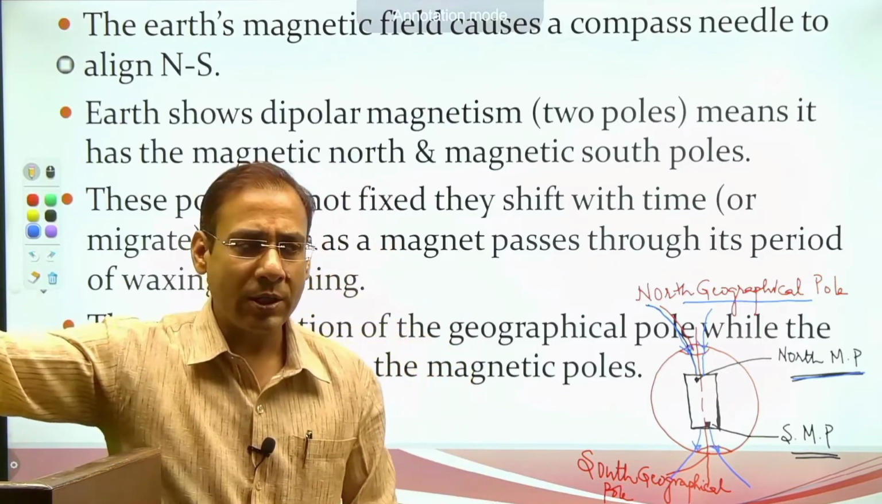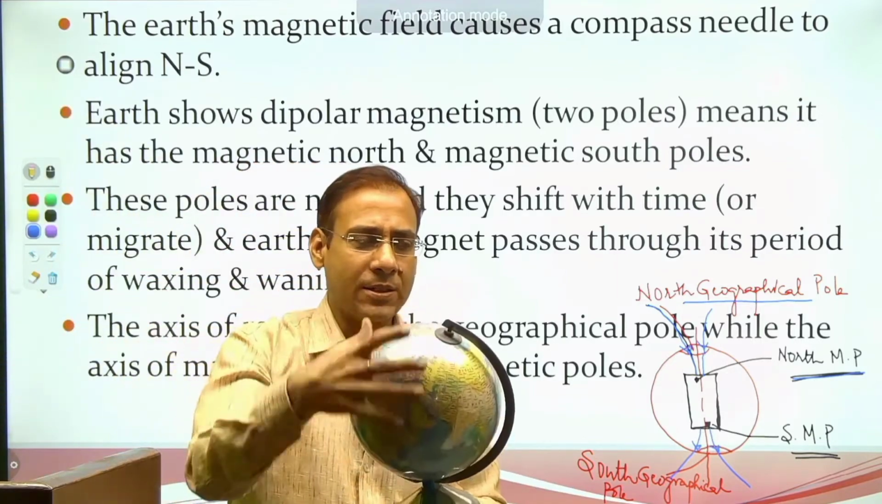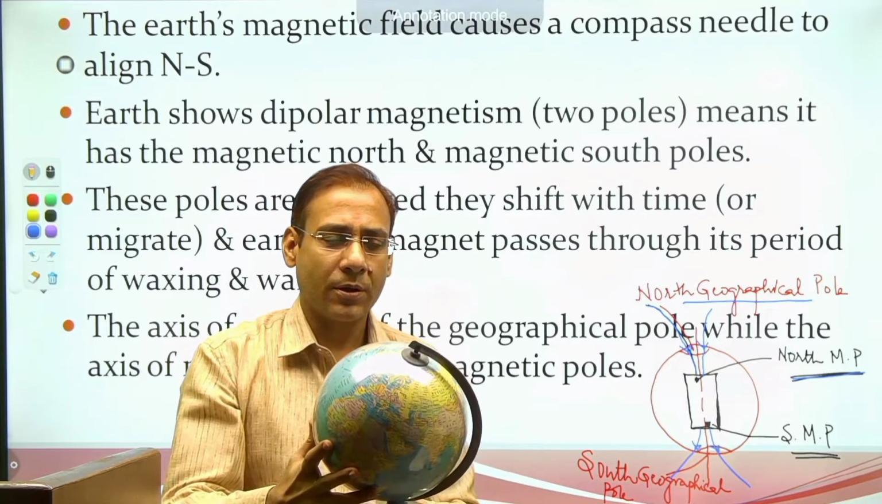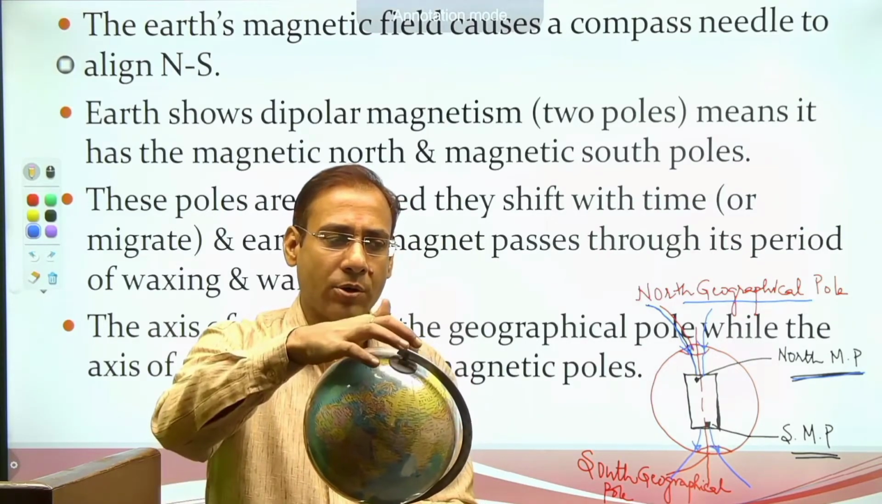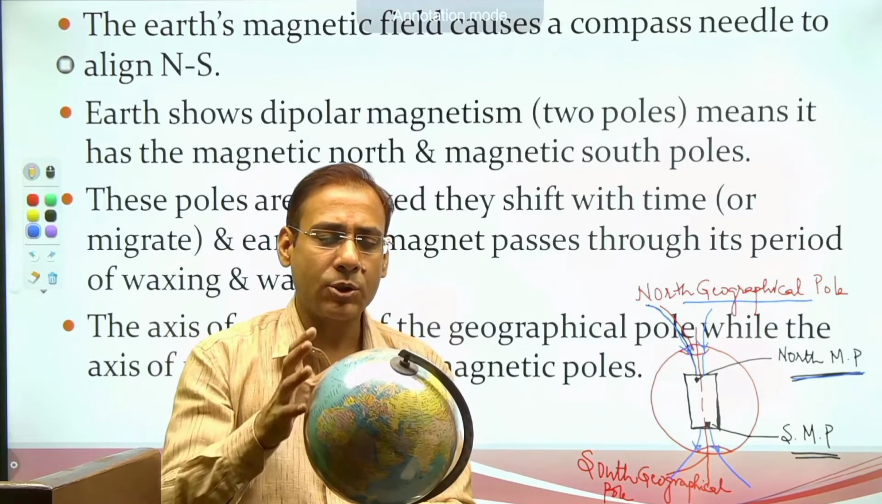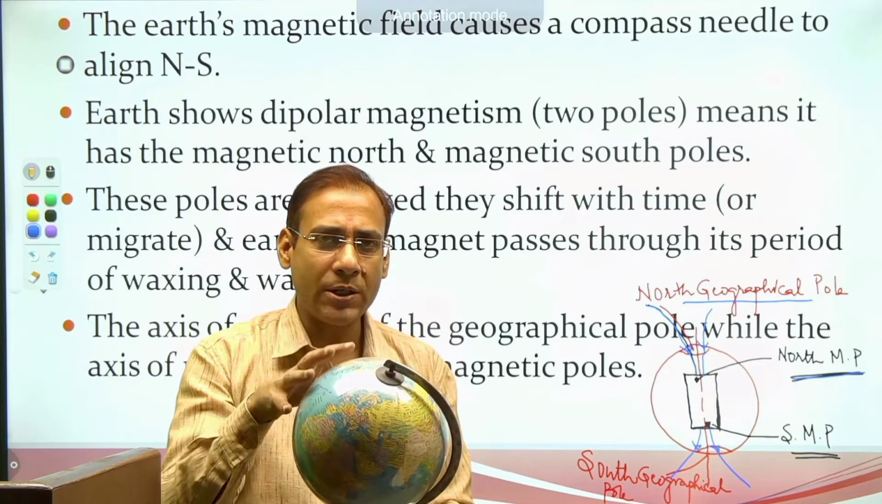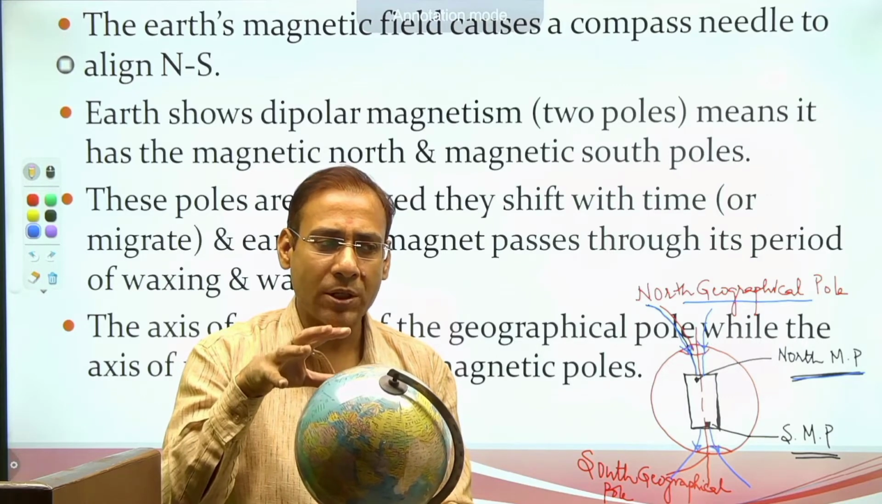Geographical pole change नहीं होंगे. अर्थ की एक्सिस यही है, अर्थ टिल्टेड है अपने एक्सिस के ऊपर, और यही नॉर्थ जियोग्राफिकल पोल होगा, यही साउथ. बट जो मैग्नेटिक बिहेवियर है अर्थ का वो चेंज होता है. और चेंज क्यों होता है उसके पीछे रीज़न है.